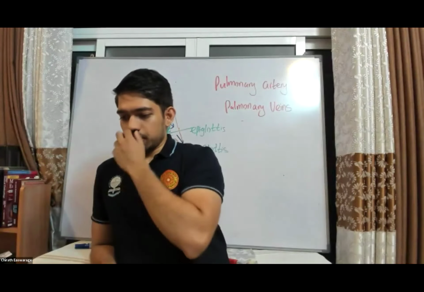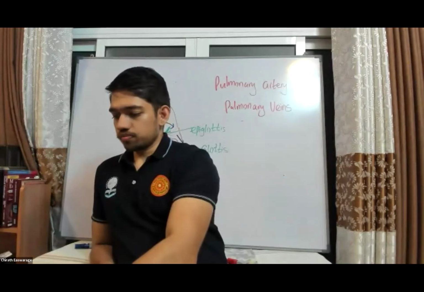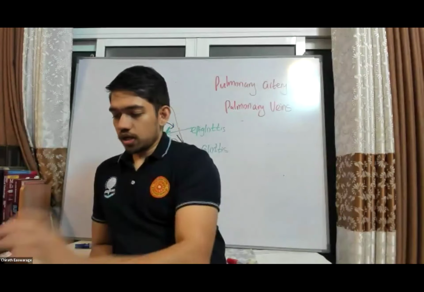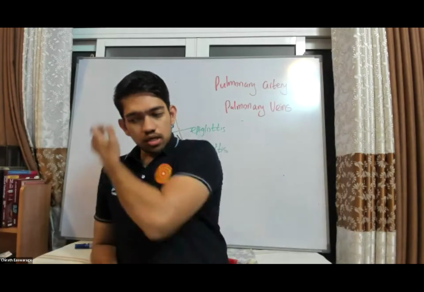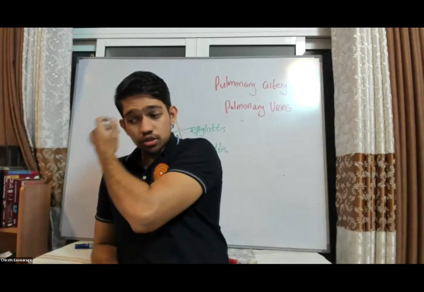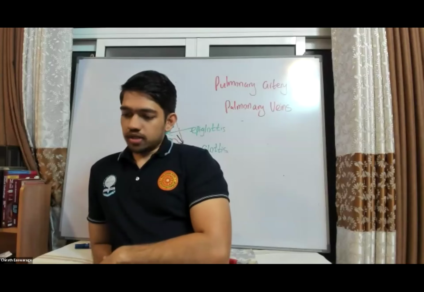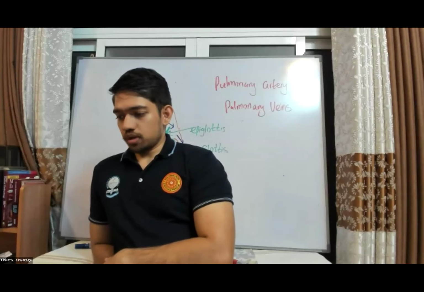Moving on, next page. At the tips of the tiniest bronchioles, I'll explain this again, okay? There's a large number of small air sacs clustered together. I just showed you, right? It's like a bunch of grapes. These air sacs are called alveoli, where the gas exchange occurs.